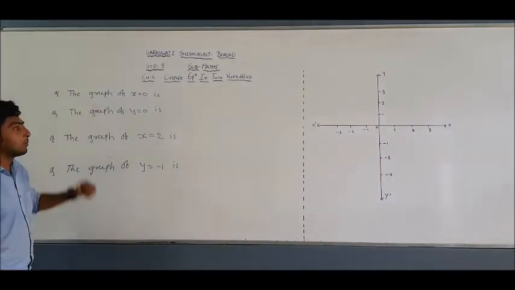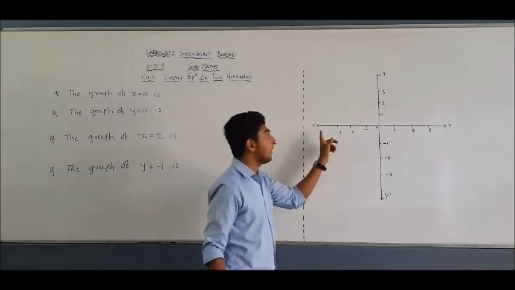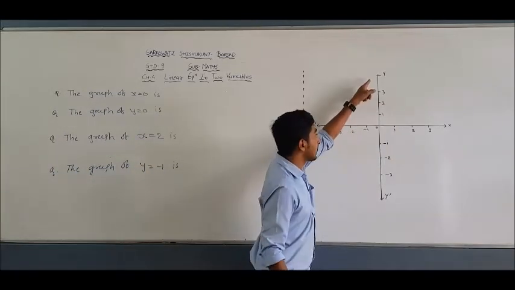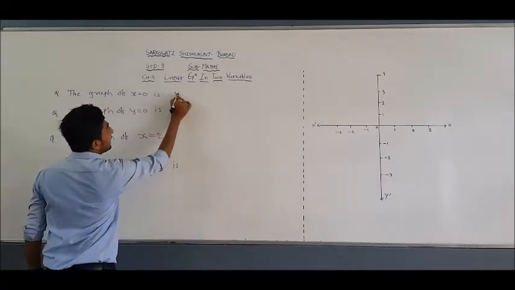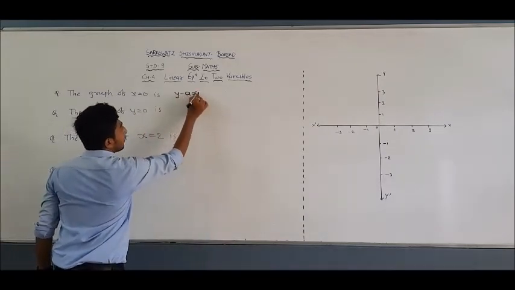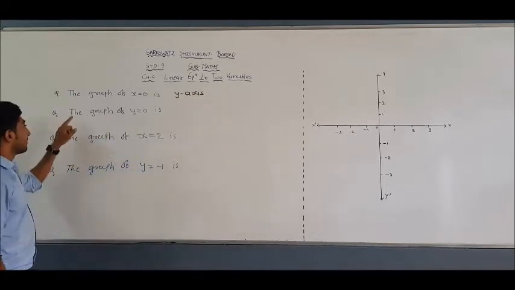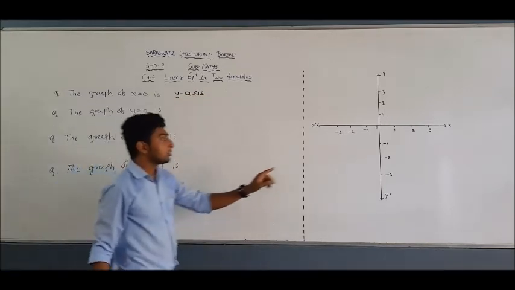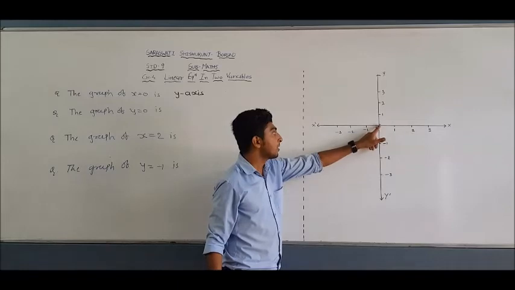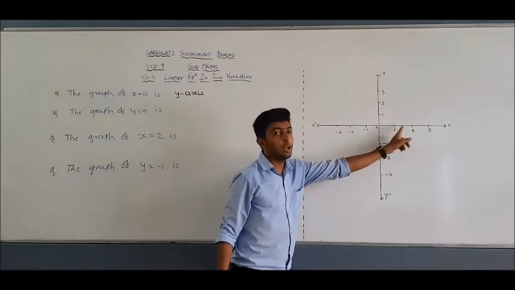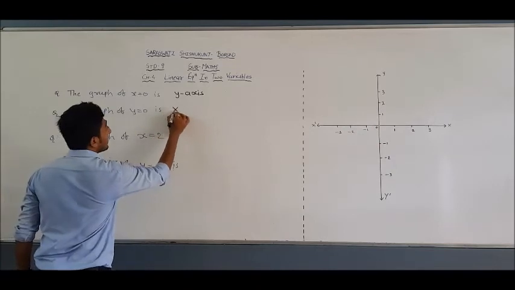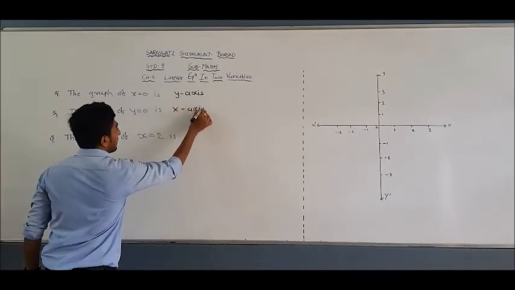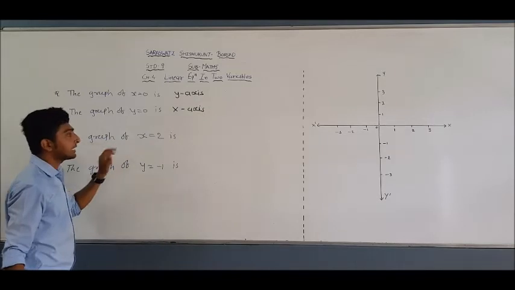The graph of x equals 0. That means the point of x is always 0. The graph is the y-axis. The answer is: the graph of x equals 0 is always the y-axis. Same, the graph of y equals 0. If you put y equals 0, the points are all on the x-axis. So the graph of y equals 0 is always the x-axis.